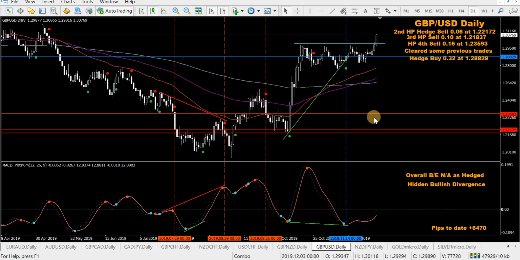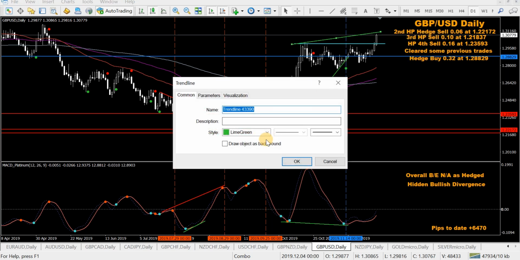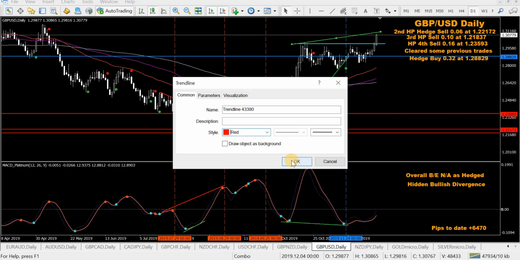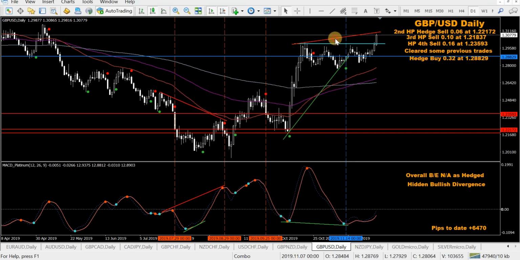MACD Platinum, so you can start. Here we go again. You can start drawing, broken through that blue, what I thought might have been a double top or a resistance level. Red. So I could probably ditch that now because it's been broken well and truly. And so again, potential regular bearish divergence is setting up there. Not yet, nothing's been confirmed. In the meantime, I'm hedged.